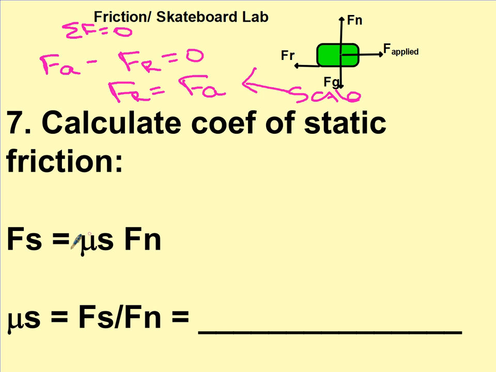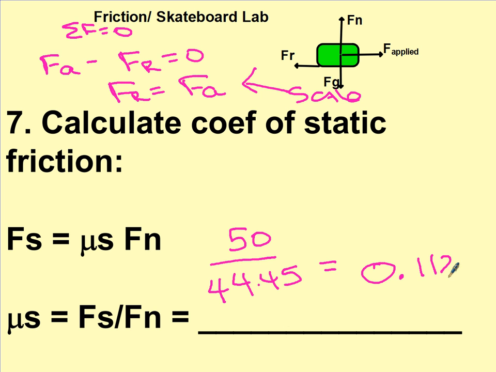So static friction is mu s Fn. I'm going to solve this for mu s. That's divide both sides by Fn. So that's my static friction divided by my normal force. So for this example, the static friction is that 50 newtons that I read on my spring scale, and my normal force is 445.45 newtons. And I get a coefficient of static friction of 0.11022. That's a reasonable measure of friction.